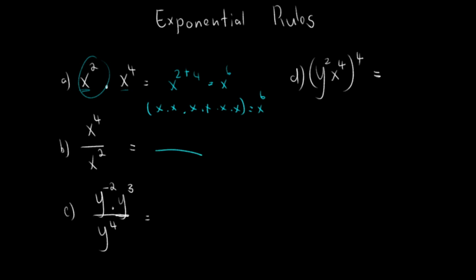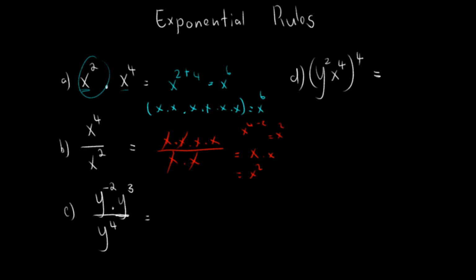For the next one, I'm going to expand this quotient problem into 4 x's and 2 x's. I can now cancel x by x, cancel x by x, and I'm left with x times x, which is x raised to the 2nd power. We can also simply say x to the 4 minus 2, which is then x raised to the 2nd power.